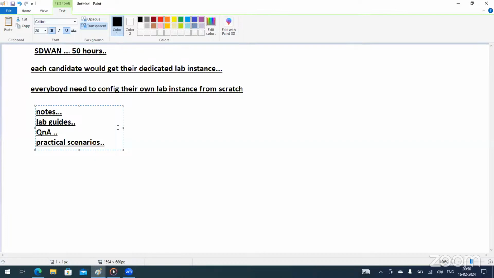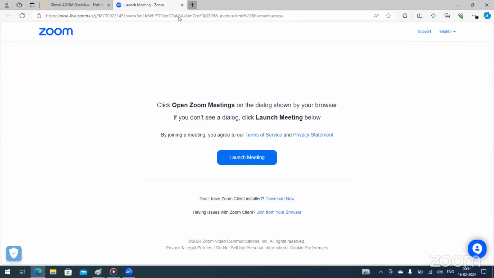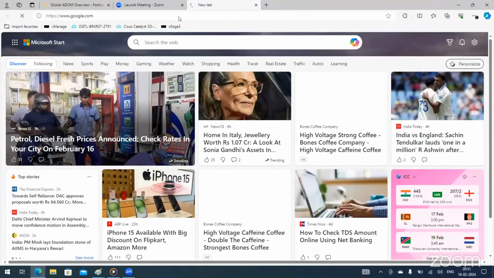When we are learning something, the theory part is sometimes a bit different from how things work in the practical, production environment, right? We would be covering a few practical scenarios, how they are implemented in production environments, and a few bugs, as you know, if we are talking about Cisco environment, we cannot run away from bugs, right? And we would be covering the certification, the Cisco SD-WAN certification. Let me show you.